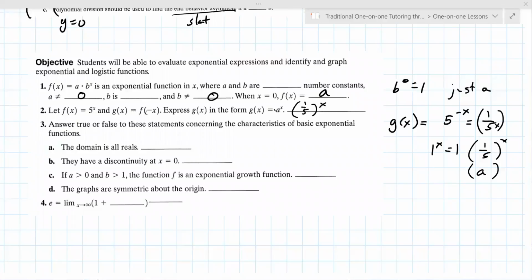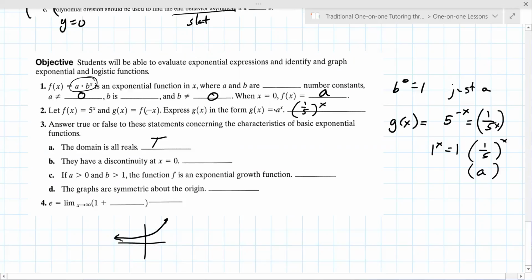Okay, so now let's go to the next one. The domain is all reals. So they're talking, I guess, about this one, and that is true, because the graph of this thing, if you look at it, it goes like that. They have a discontinuity at 0, that is false. That would be like a hole or something.